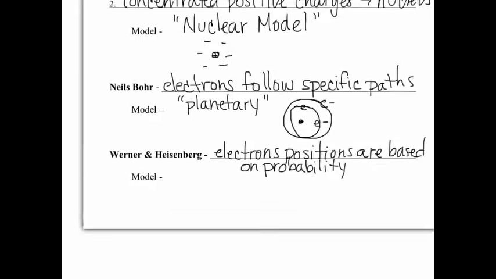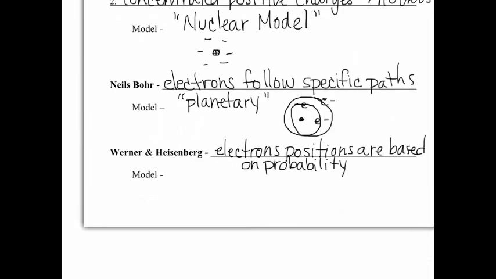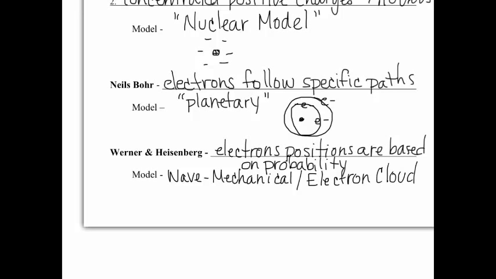So we call this model, there's a couple names for it. We call it the wave mechanical model. Or some people call it the electron cloud. As soon as you try to point to where an electron is and say, hey, there's an electron, it's not there anymore. So we kind of draw the electrons as if they could be almost anywhere.